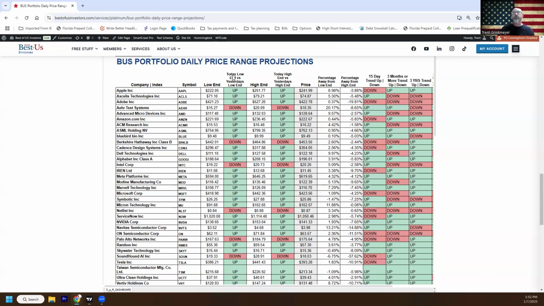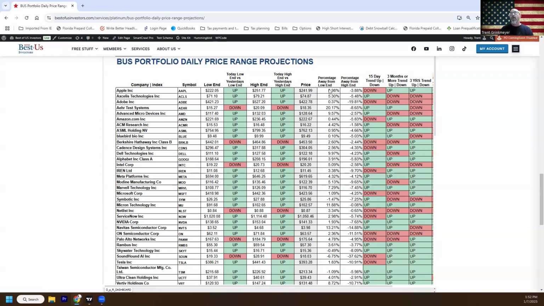Now, this also tells me that today's low end versus yesterday's low end is actually higher. So yesterday's low end is here, and today's low end is here. So we're seeing a rise, a move up in the low end side in comparison to the day before. And then the high end is actually up as well in comparison to the day before. So in this case, the low end calculation is $222.05. The high end calculation is $251.77.